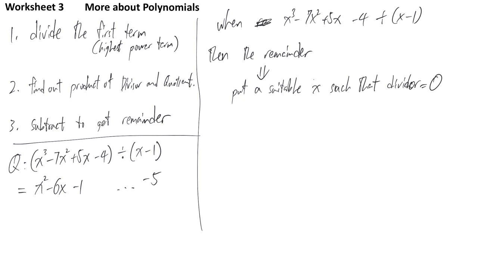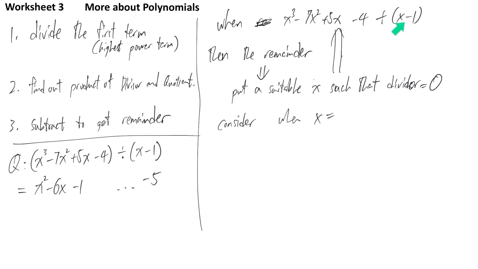In the coming video, I will explain why we can use this theorem, why we have this theorem. But now you just trust me that we can put a suitable x inside the original function, and then the value will become the remainder. Now we are going to verify, see whether it is consistent in this question. So we consider when x is equal to a suitable value.